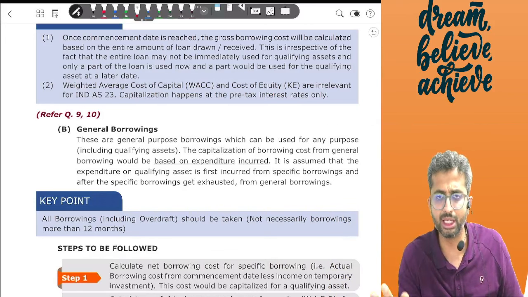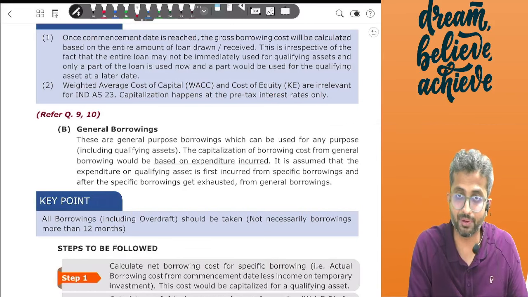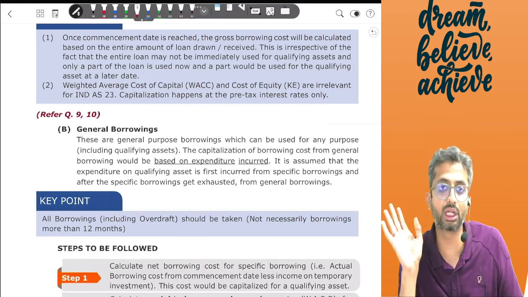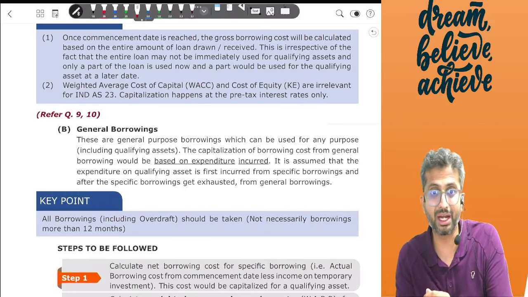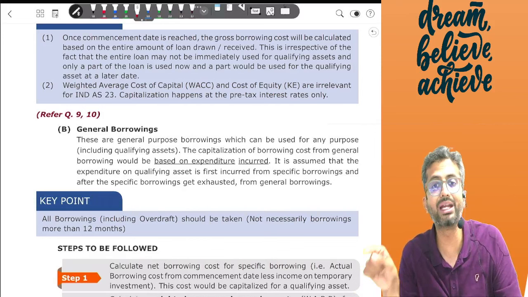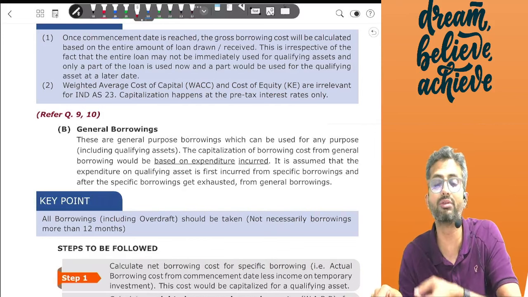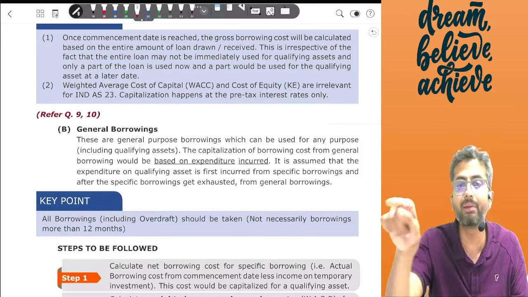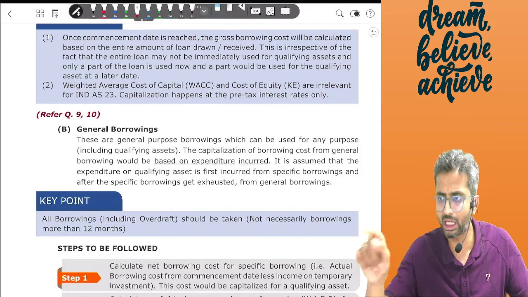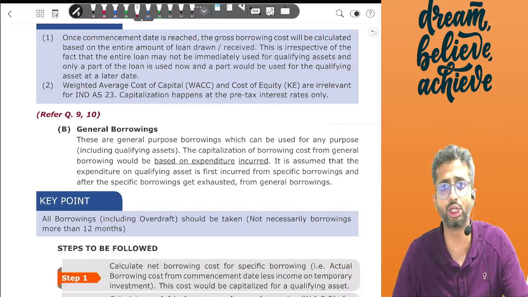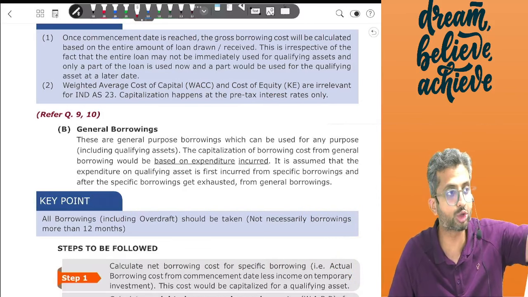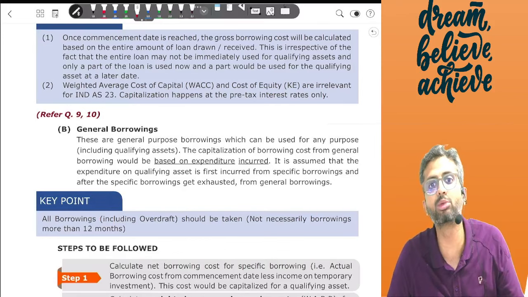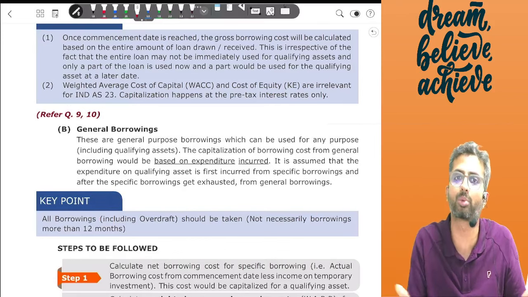The standard believes that if you're constructing a qualifying asset, where you generate the money we don't see, but you are spending some money. Had you not spent the money behind the qualifying asset, you could have used that money to repay a borrowing, even a general borrowing. Hence you blame the qualifying asset and say that because I spent 100 rupees behind you, I could not use the 100 rupees to pay a particular loan, and hence the interest that I'm paying on that loan is attributable to you. That is the general thought process of the standard.